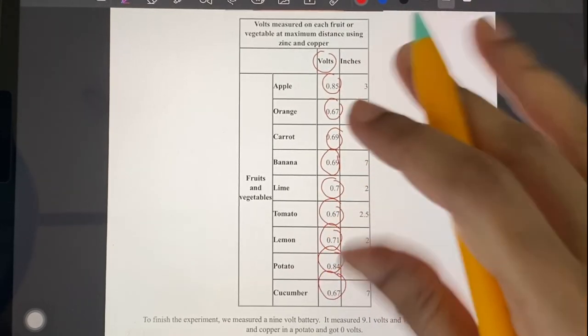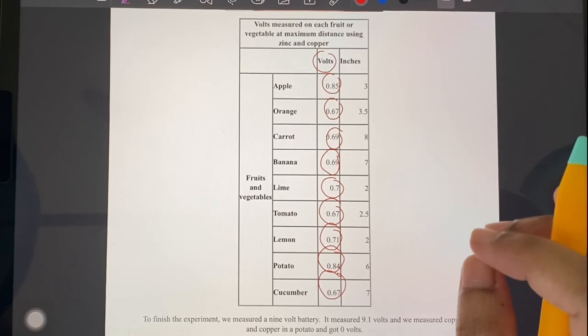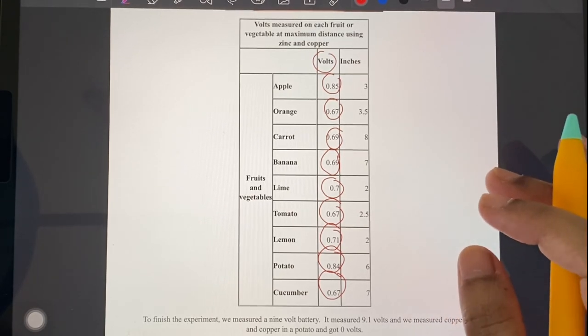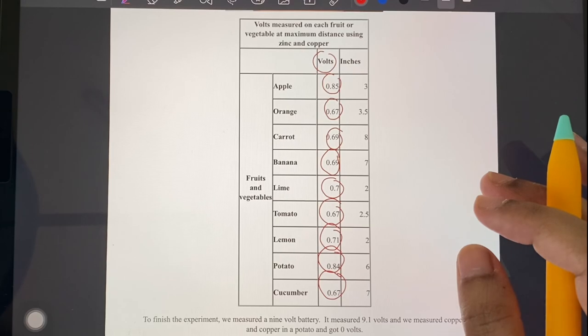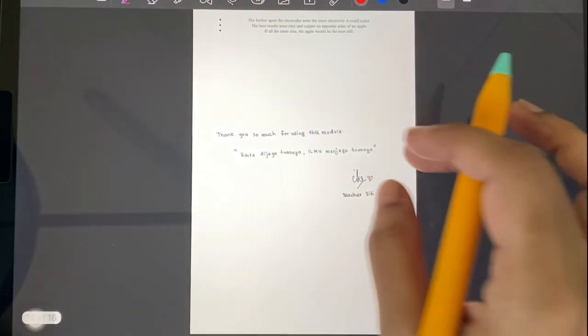It means that fruits and vegetables are electrolytes because they have minerals or ions inside them and can act as a weak conductor. So that's all for today.